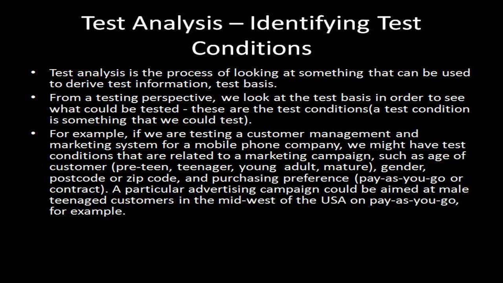For example, if we are testing a customer management and marketing system for a mobile phone company, we might have test conditions that are related to a marketing campaign, such as age of customer, preteen, teenager, young adult, mature, gender, postcode, or ZIP code, and purchasing preference, pay-as-you-go or contract. A particular advertising campaign could be aimed at male teenaged customers in the Midwest of the USA on pay-as-you-go, for example.